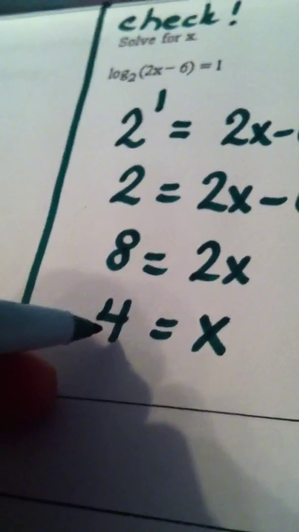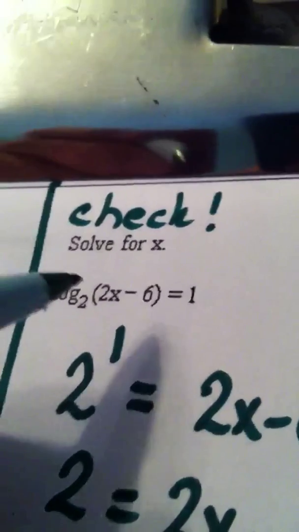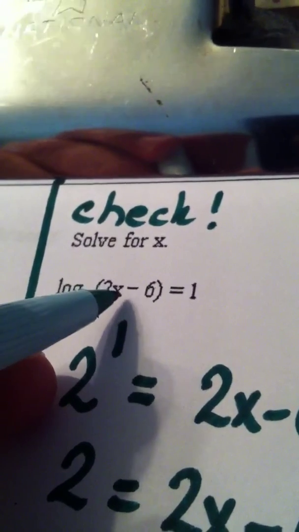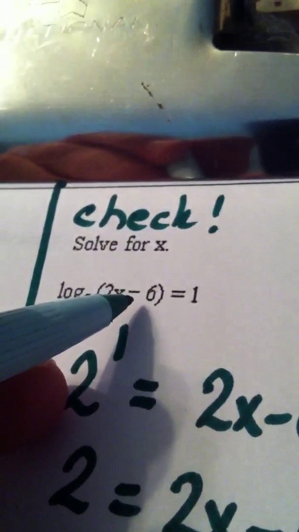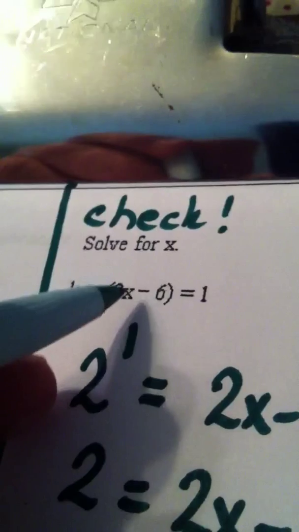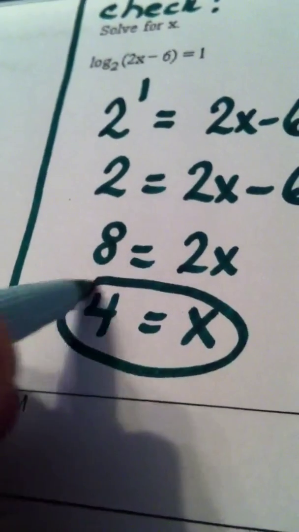Now before I accept 4 as the answer, I need to check it, and here's all I'm checking. When I put a 4 in here, 2 times 4 is 8, 8 minus 6 is 2. This is a positive number, so we're good to go. So that means 4 is acceptable.